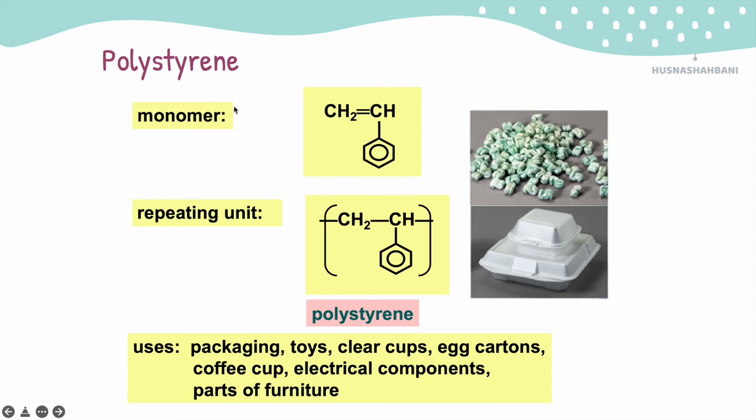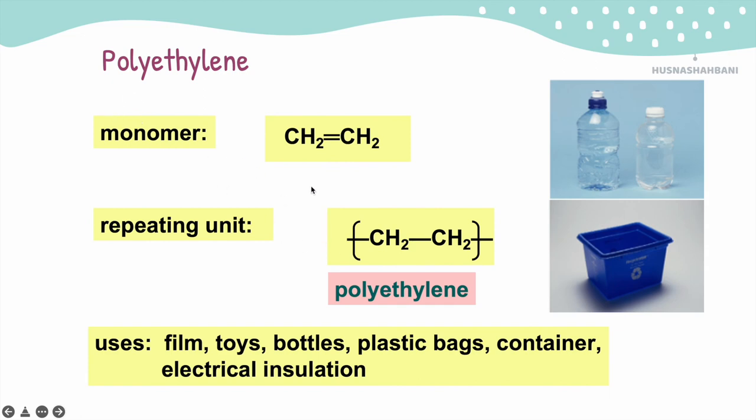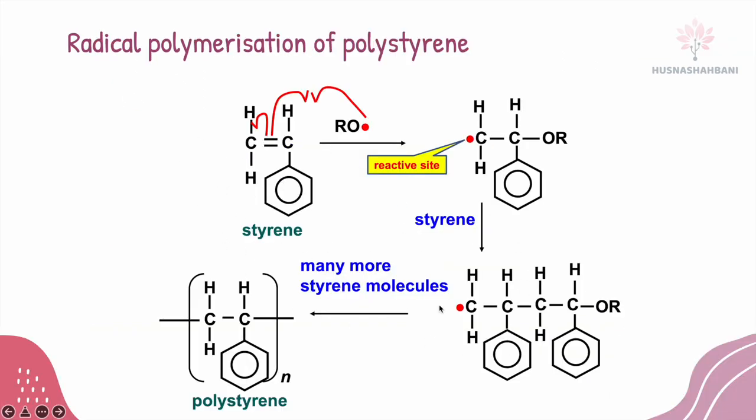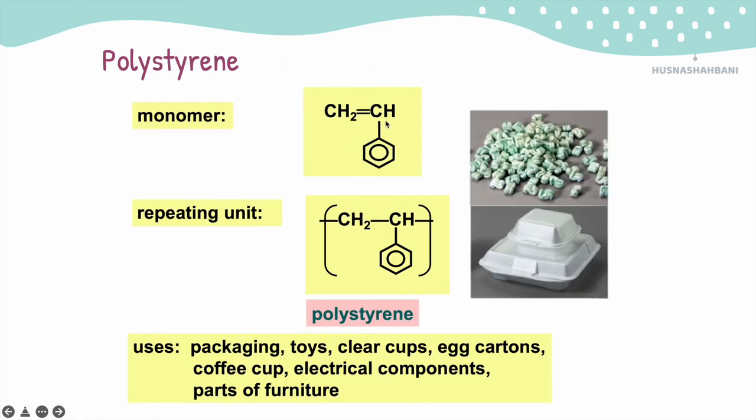Polystyrene, another example after polyethylene. This is the polystyrene that I showed you in the example. This is the monomer, CH2 double bond CH with one benzene ring. So this is the monomer of polystyrene. One electron from this bond will be given to this carbon and it becomes a radical. And then one more electron will form a bond with the radical, and the reaction is repeated again and again, and becomes this repeating unit. Uses for packaging, toys, clear cups, egg cartons, coffee cups, electrical components, parts of furniture. So this is polystyrene.